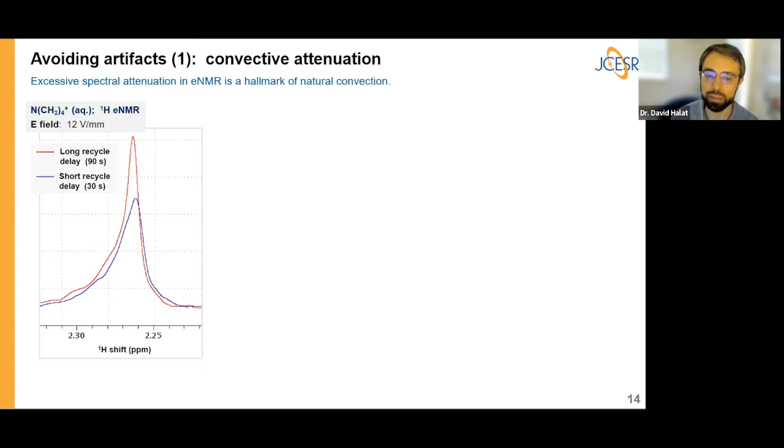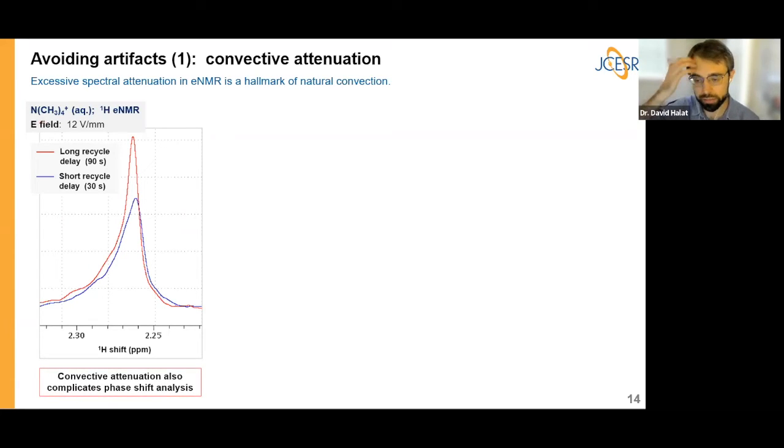Probably the most important problem is convection, which is nominally compensated for by using the double stimulated echo pulse sequence, but which occasionally still manifests itself with this additional attenuation beyond what would be expected or observed with the electric field switched off. So here are some example proton eNMR spectra that I acquired looking at the migration of the tetramethylammonium cation. The only difference between these is how long the period between the electric field pulses was. And so you can see with the much shorter recycle delay, there's both attenuation and line shape distortion, which renders it very difficult to reproducibly determine what the phase shift of this resonance is.